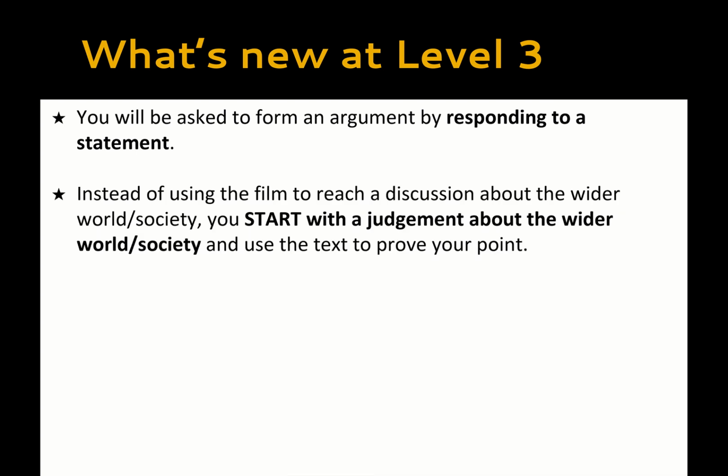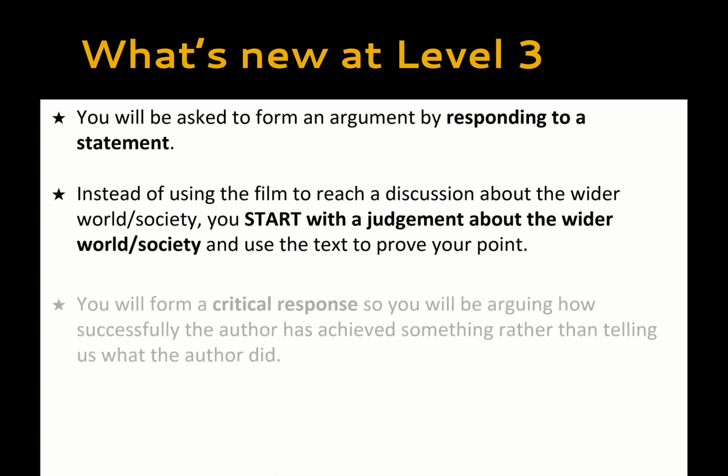And you can think of it this way, that instead of using the film or the poem or the novel or whatever to reach a discussion about the wider world or society, which is what you do in level 1 and 2, you use the text to make a point. In level 3, you start with a judgment about the world or literature and use the text to prove your point. So you start with an argument that you then use the text or texts to prove that point. So it's more about the place of literature and the purpose of it.